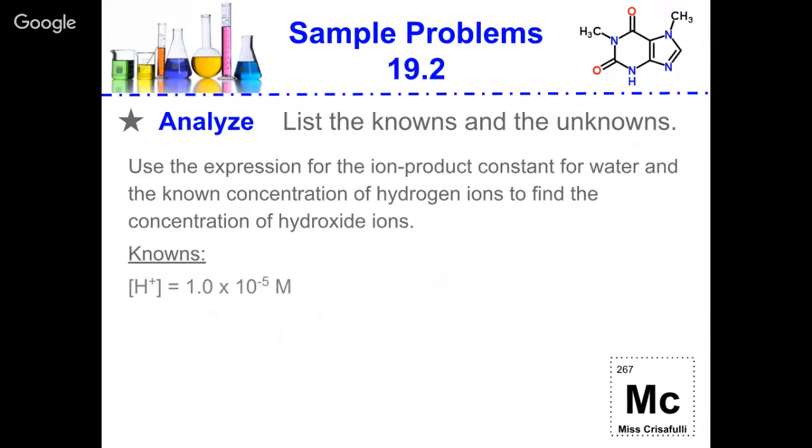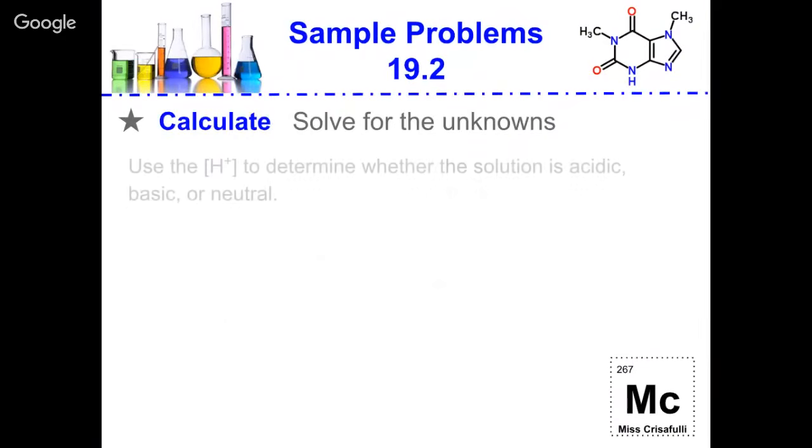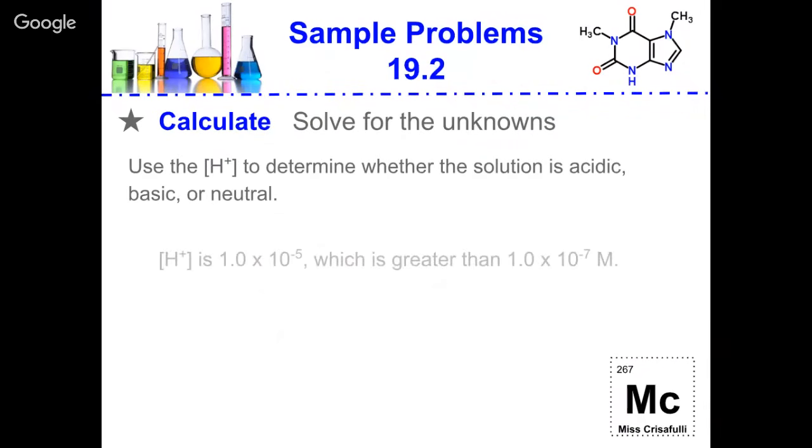So we know H plus is equal to 1.0 times 10 to the minus 5th. We know what Kw is. That's our constant, 1.0 times 10 to the minus 14th. We don't know if it's acidic, basic, or neutral, or what our OH minus concentration is. So let's set this up. We're going to use the H plus to determine whether the solution is acidic, basic, or neutral. 1.0 times 10 to the minus 5th is greater than 1.0 times 10 to the minus 7th. So this solution is acidic.